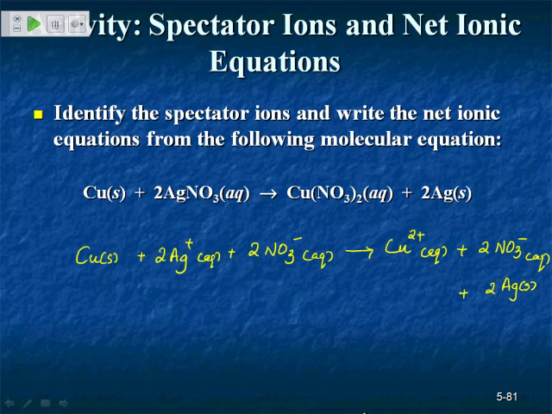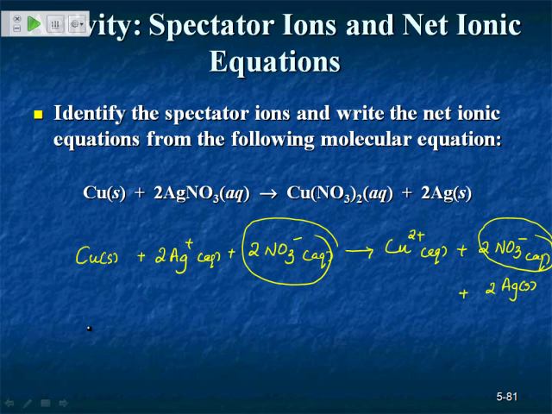Now we can identify the spectator ions. Who are the spectator ions? Who exist exactly as the same ions on both sides? The 2 NO3 minus Aq. Those are the only ions we see on both sides. So that is your spectator ion, NO3 minus ion. Let us remove that and then we will have the net ionic equation.